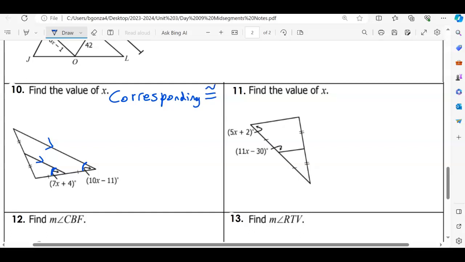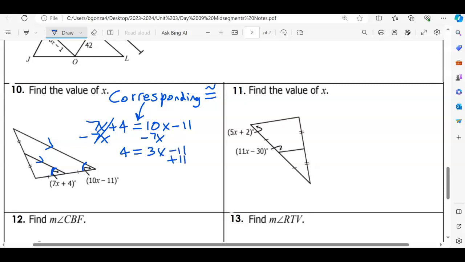And you can tell they both look acute. They do match. They're corresponding. So we can just set them equal because they're corresponding and congruent. So 7x plus 4 equals 10x minus 11. So corresponding is when you set them equal. Get rid of the smaller x, minus 7x, minus 7x. 4 equals 3x minus 11.